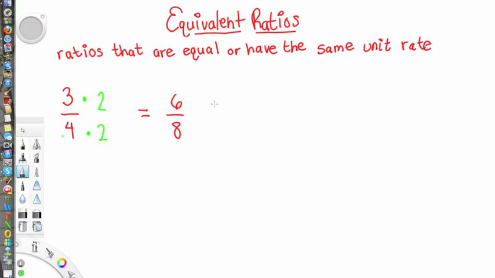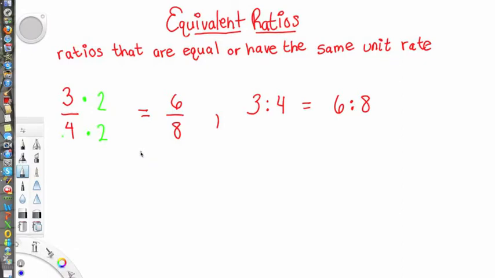Equivalent ratios are really equivalent fractions, and we can write them as such. We're not limited to writing as a fraction. We can say 3 to 4 is equal to 6 to 8. Once again, we're just multiplying the first term and the second term by the same number. And let's write that down. So, how do we do this?